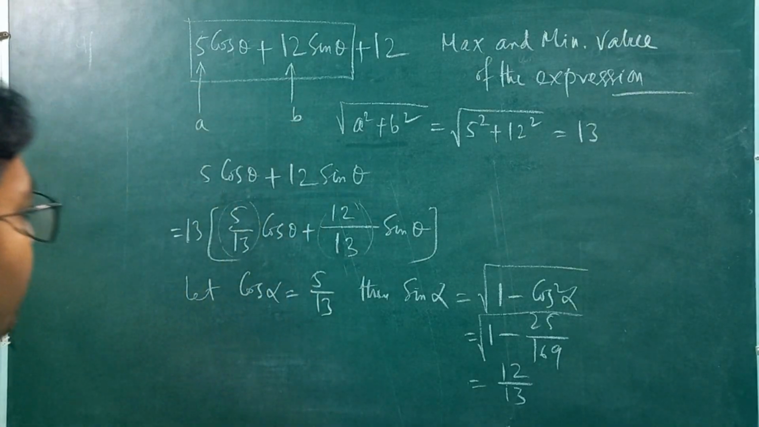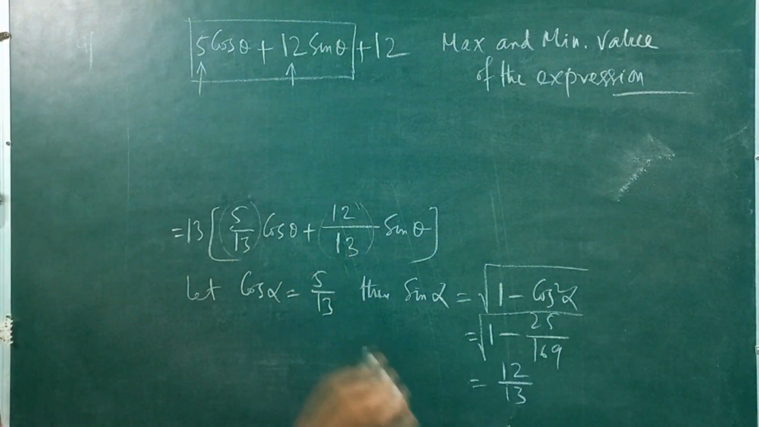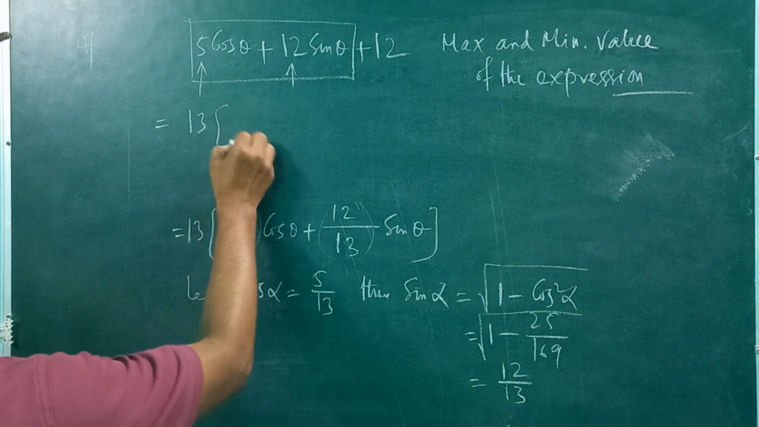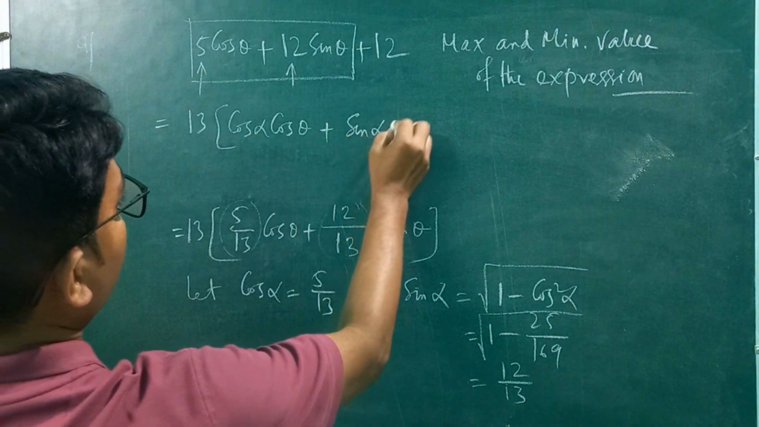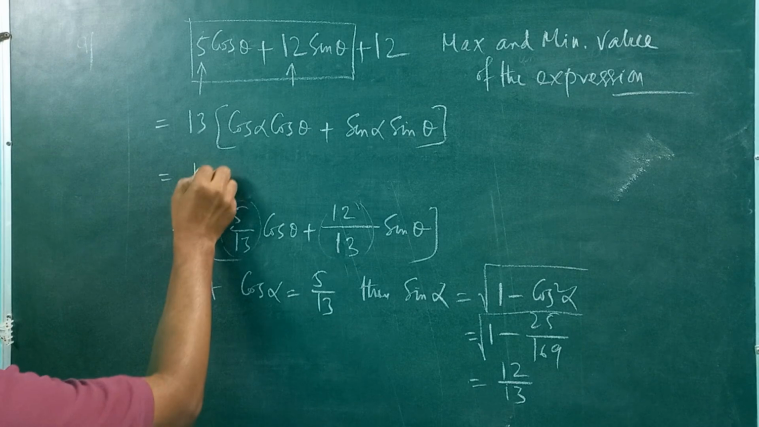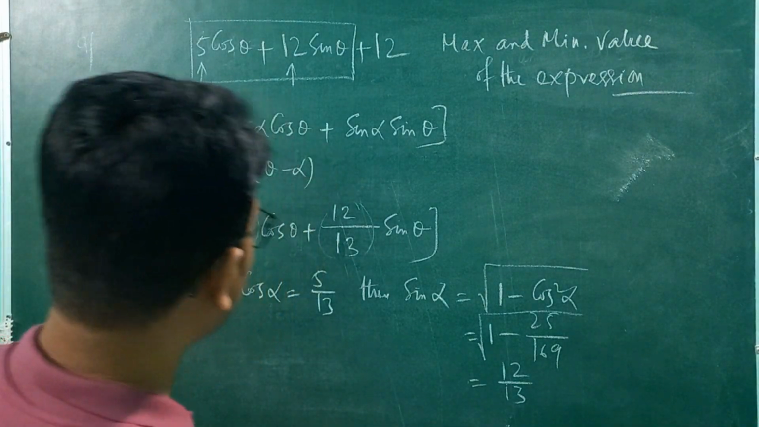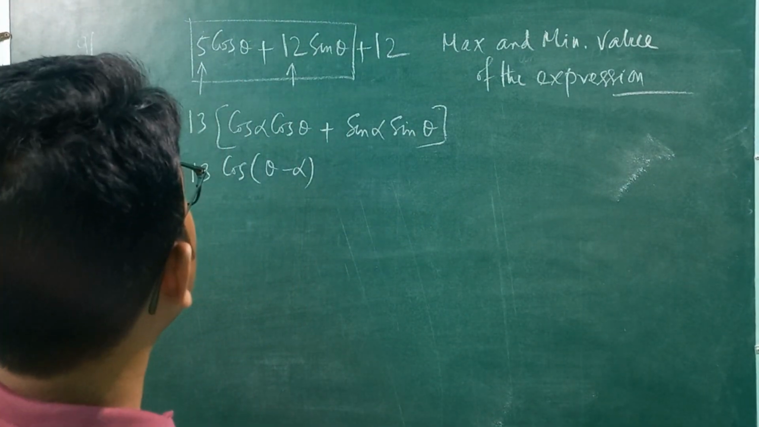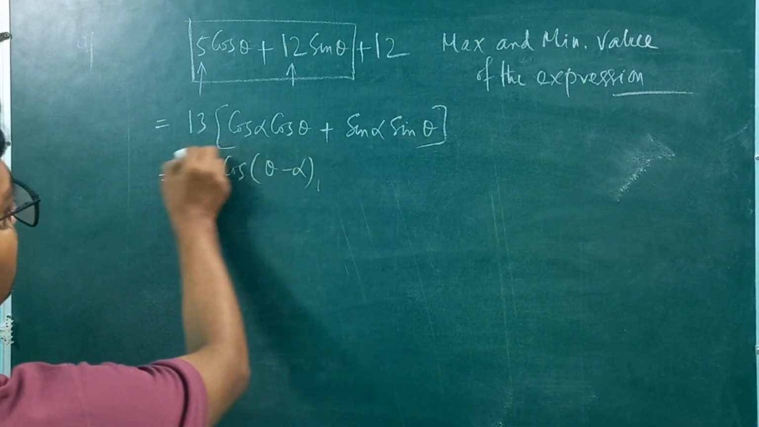So then what happens? This problem becomes 13 times, if you replace this one as cos alpha cos theta plus sin alpha sin theta, equal to 13 cos of theta minus alpha, by the cos A minus B formula. Now our first target in this problem is done: we converted this expression into a single cos.